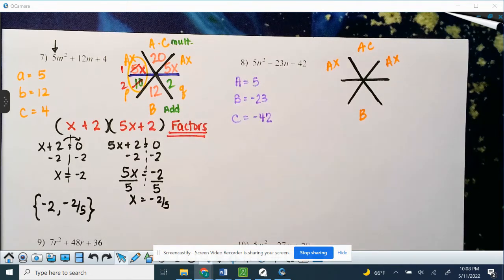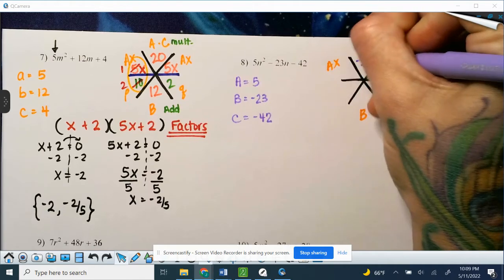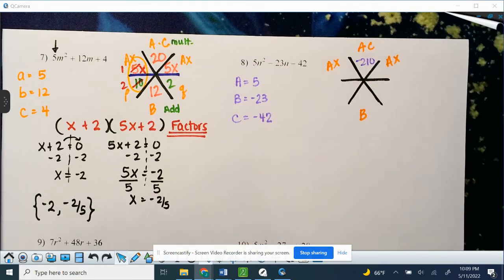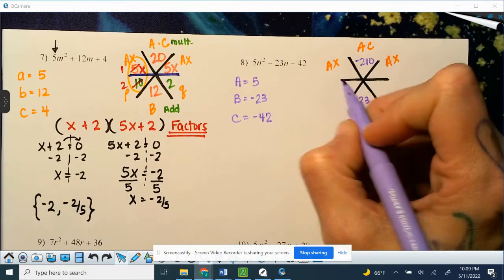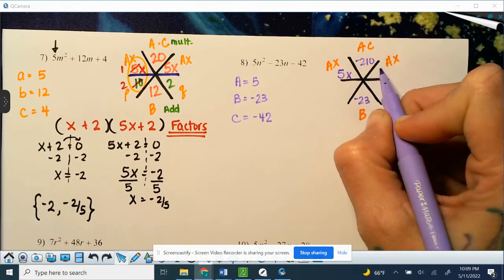So A times C, so the first term times the last term, so that's 5 times a negative 42 is going to give me a negative 210. And then B at the bottom is a negative 23. A is 5, so it's going to be 5x and 5x.